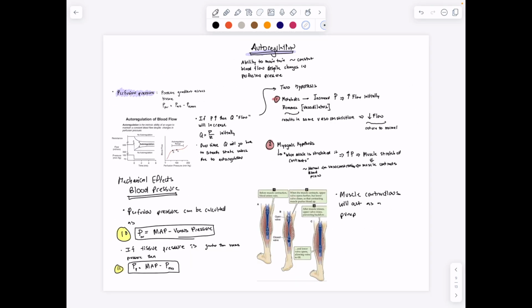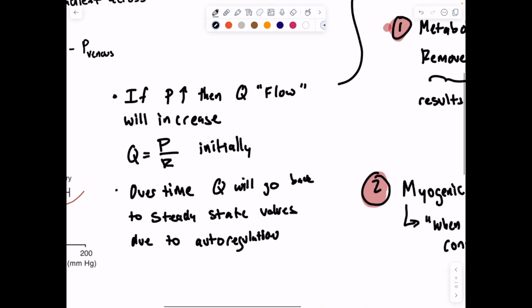All right, we're getting closer to done. Autoregulation is the ability to maintain a constant blood flow despite changes in perfusion pressure. What was perfusion pressure? That's the pressure gradient across a tissue. And so the idea is that if you have an increase in pressure, then we know that fluid flow is caused by pressure limited by resistance.